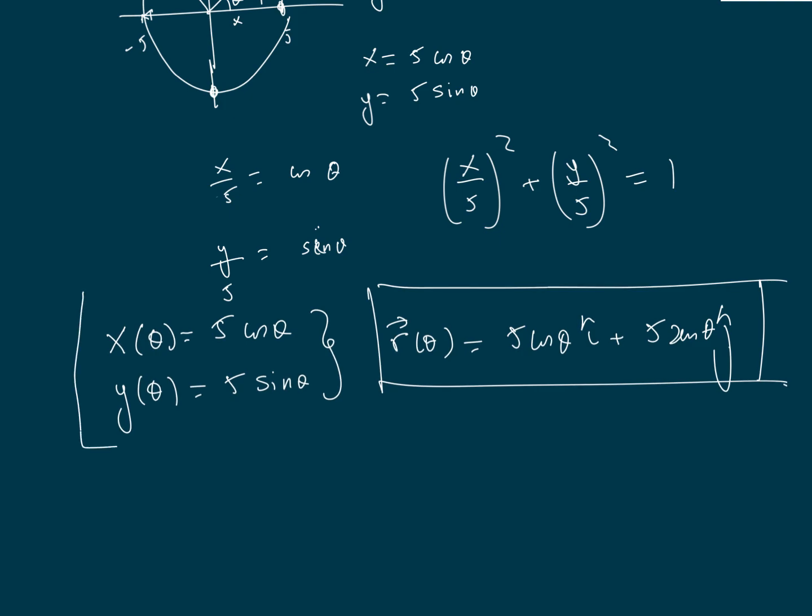The parametric equation for this circle is these two equations, and the vector value function that depends on theta is this vector value function, and it describes a circle. When theta equals 0, cosine of 0 is 1, so it's 5i plus 0j. When theta equals pi divided by 2, cosine of pi divided by 2 is 0 and sine of pi divided by 2 is 1, so the object is moving counterclockwise in the circle.